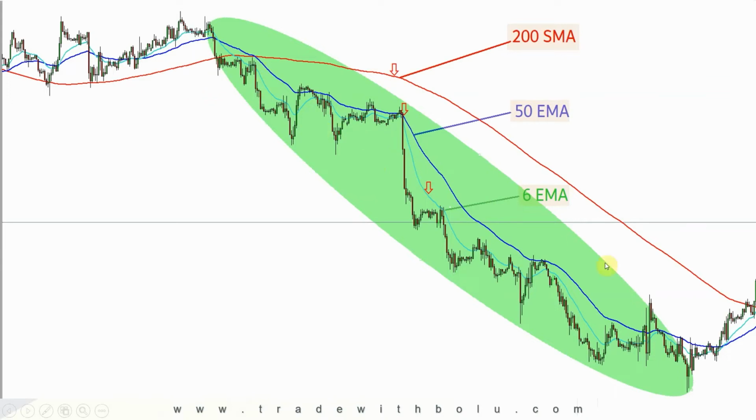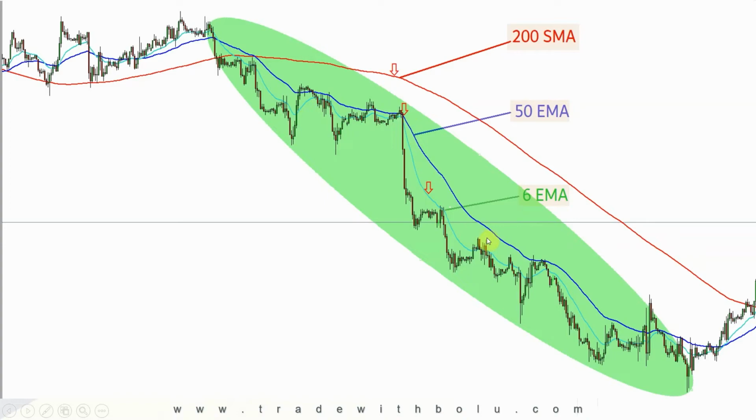The 50 EMA is a major support, I would say, in this bias. You can see that the price tested majorly on the 50 EMA. Then lastly we have the 6 EMA, which also acts as a dynamic support or resistance.